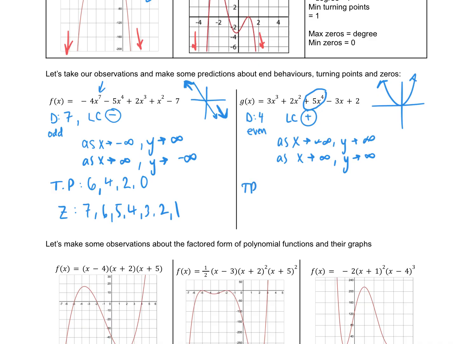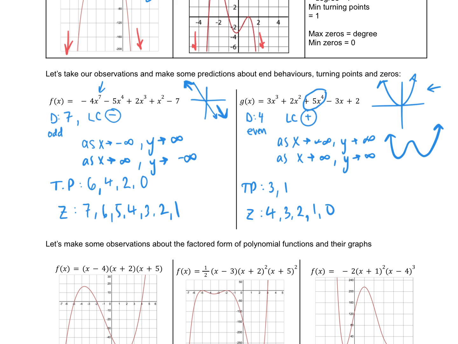In terms of turning points, it was a degree of 4, so I could have 3 or 1. So this is 1 turning point. This would be 3 turning points. For zeros, I could have 4, 3, 2, 1, and I could even have 0. I don't actually know how many turning points or how many zeros I have. Those are just my options.